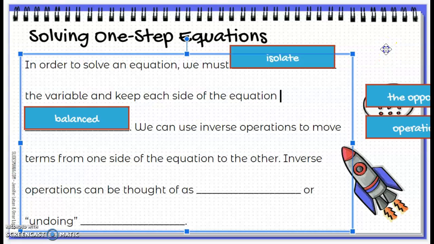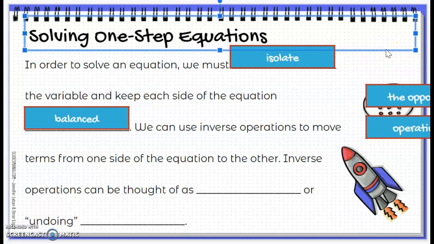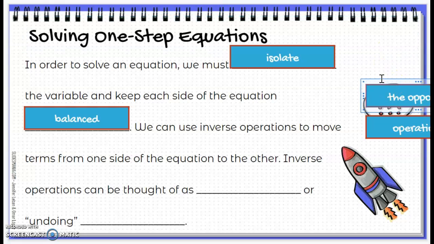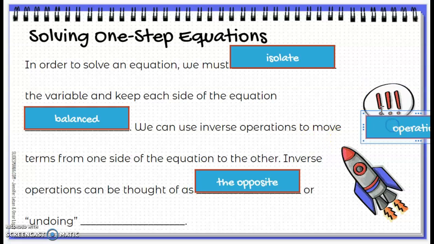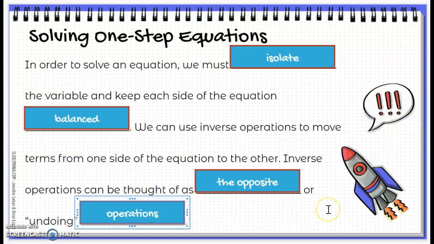Okay, we can use inverse operations to move terms from one side of the equation to the other. Inverse operations can be thought of as the opposite or undoing an operation. This is how you're going to place all of your words from your word bank into your statement in order to complete that statement.